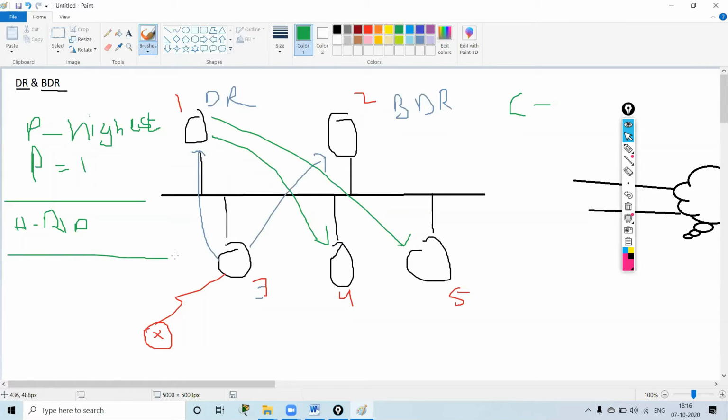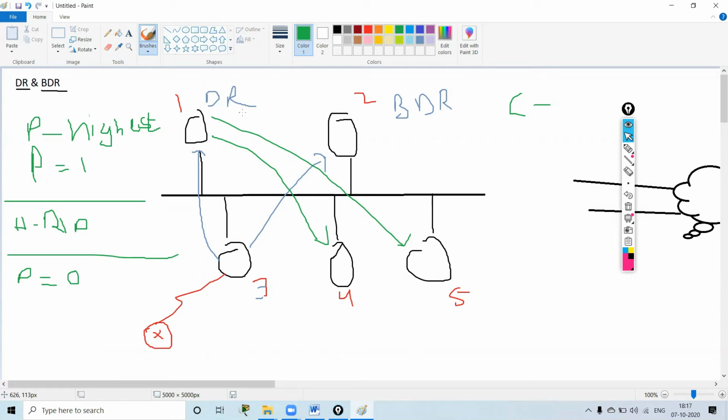If you make the priority of a router 0, then that router will not participate in DR and BDR elections. If any router has the priority value as 0, that router will not participate in the DR and BDR elections. So if you want any router not to participate in DR and BDR election, you should just make that router priority 0.